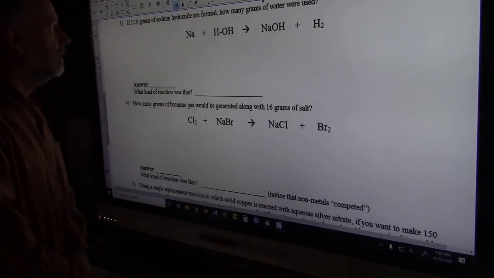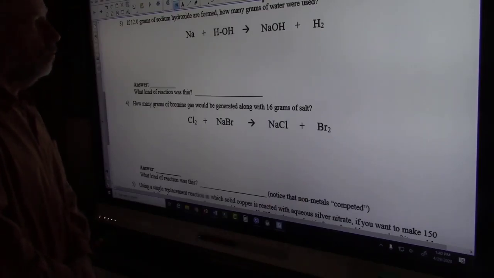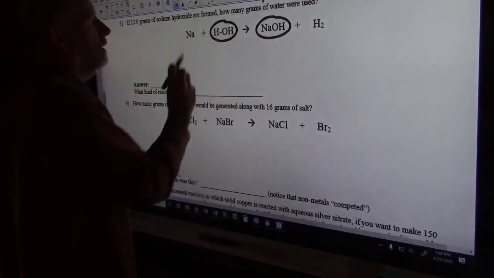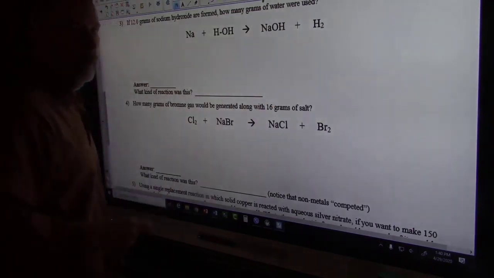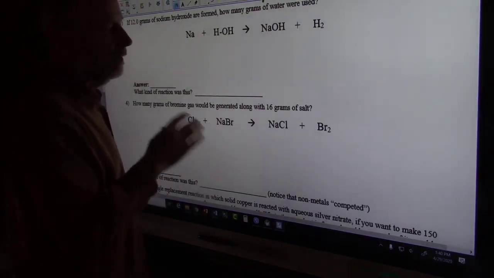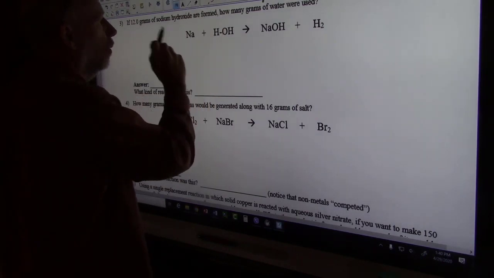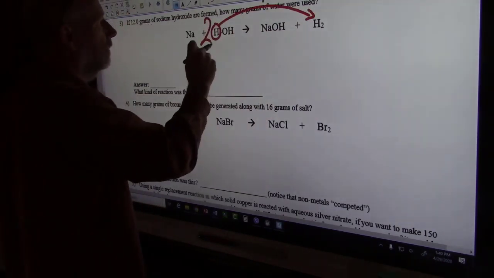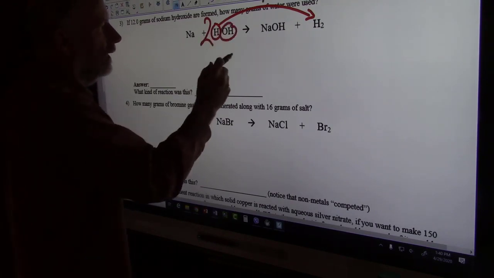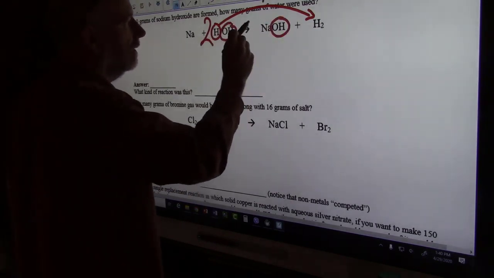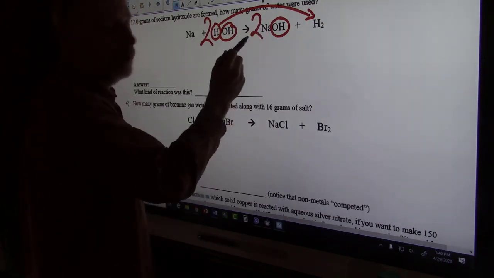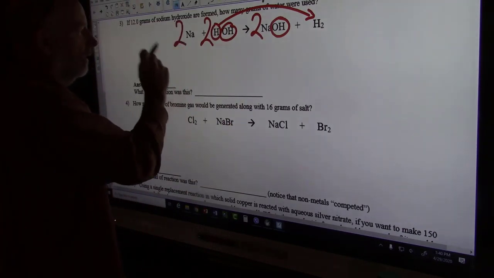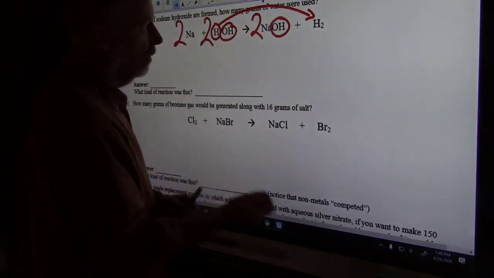12.0 grams of sodium hydroxide are formed. How many grams of water were used? Well, this question is talking about this species and this species. Regardless, we have to set up the equation and balance the whole darn thing. 1 sodium, 1 sodium. 1 hydrogen, 2 hydrogens. I need a 2 here. 2 OHs, 2 hydroxides. Well, there's my OHs, so I need 2 of them. I need a 2 there. Oh, darn it, I just messed up my sodiums. I have 2 on this side, so I need 2 here. It's a 2 to 2 to 2 to 1 mole-to-mole ratio.